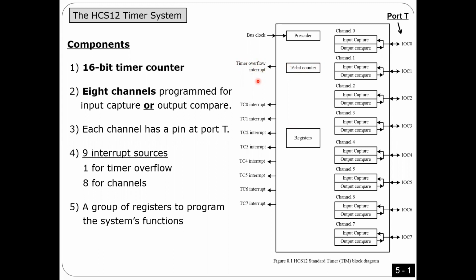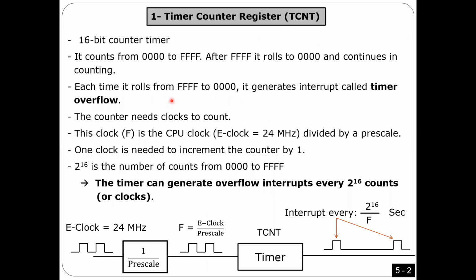Okay, guys. So let me summarize what I said quickly before I give you the details. We have a timer system. This timer system has 8 channels. Every channel can be programmed as input capture or output compare. Every channel has one external pin on port T, right? And we have a 16-bit counter, right? Also, we have 9 interrupts. One interrupt can come from any channel, right? And also one interrupt can come from the counter. We call it timer overflow interrupt. And we're going to talk about all of that. Okay. Now this is the big picture. Okay, guys, any questions? Now let's go to the details.